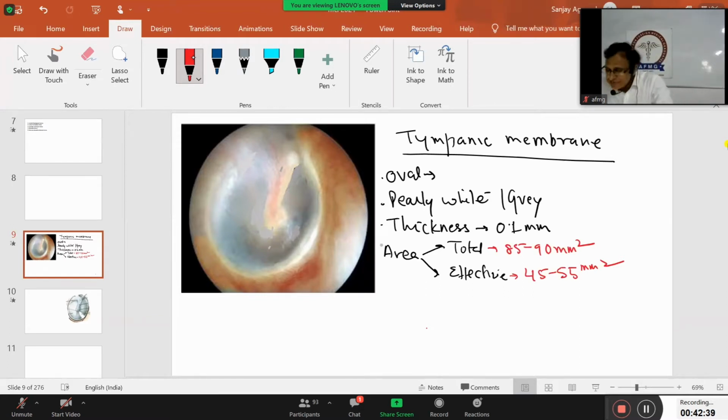Anyways, coming back to the real stuff. So tympanic membrane is also not working at full capacity. It is moving, working around 60% capacity. So that is the effective area, which is 45 to 55 millimeters square. Now, if you look at this tympanic membrane, you know this boundary of the membrane. What is the boundary of the tympanic membrane called? Anybody? This boundary of the membrane is called annulus.